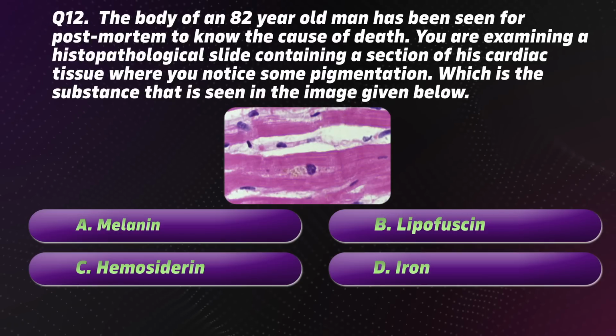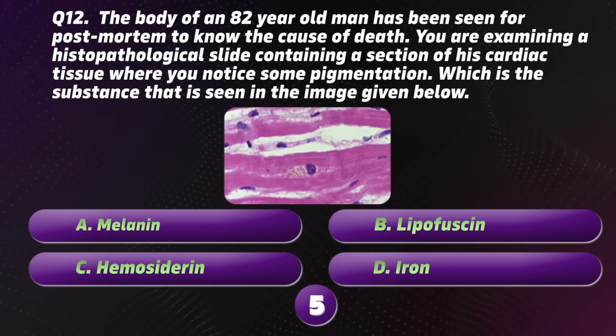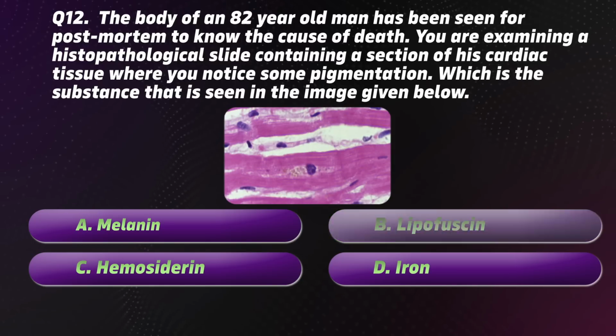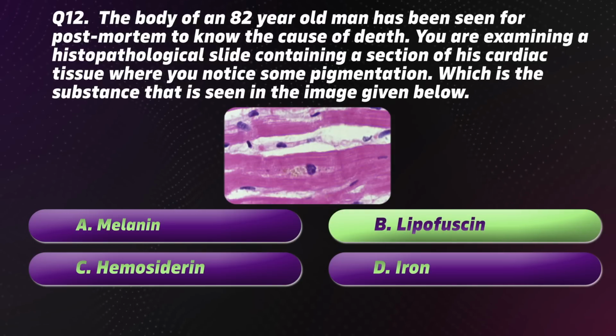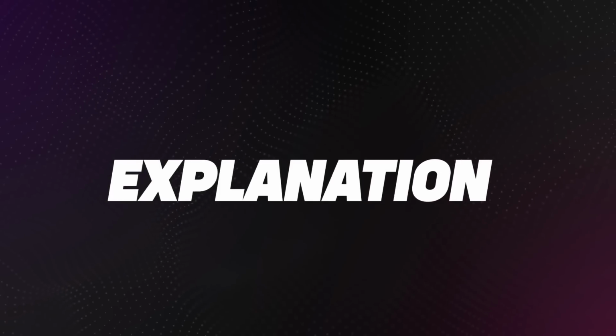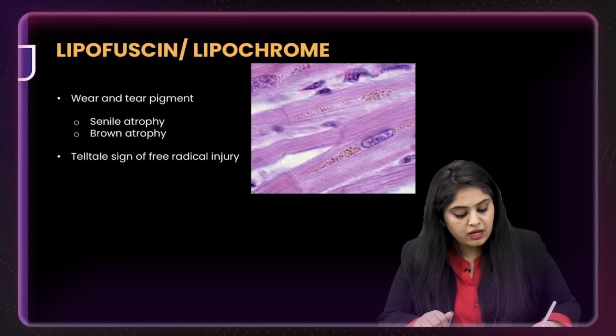Here are the options. A. Melanin. B. Lipofuscin. C. Hemosiderin. D. Iron. And the correct answer is option B. Lipofuscin. Here's the explanation. So what is this lipofuscin or lipochrome?